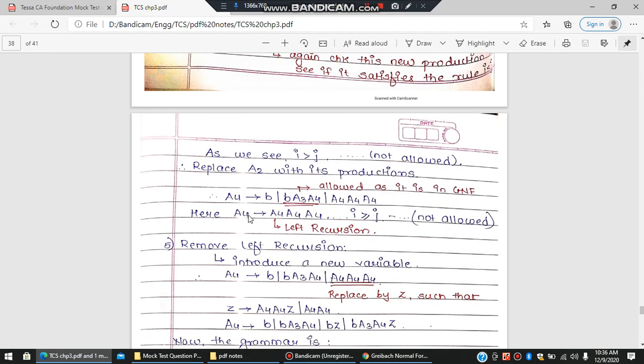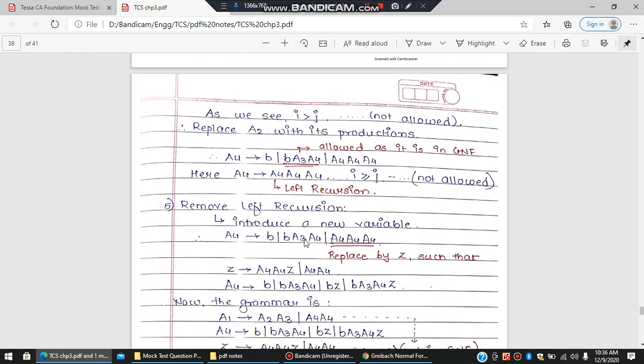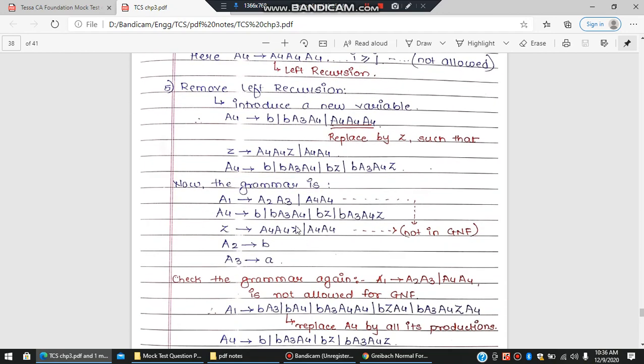So here also if you check, this is I, this is J, which means I is equal to J, which is also not allowed. So now, how do we remove left recursion? To remove left recursion, we will introduce a new variable. Let that variable be Z, such that we replace A4 with Z. So here we have Z gives A4 A4 and Z, and we also have Z gives A4 A4, that is, Z will also give the original productions.